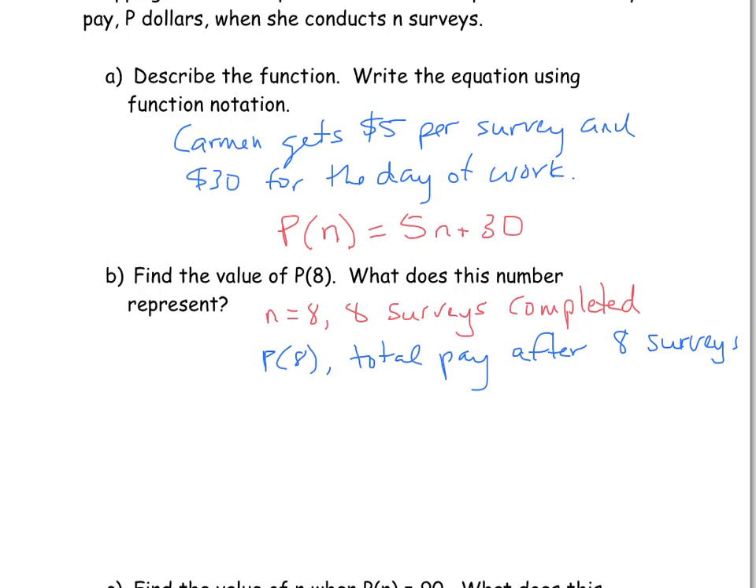So what we're going to do is plug 8 into our formula. P of 8 is equal to 5 times 8 plus 30. So p of 8 equals 40 plus 30, which is 70. So her pay after 8 surveys is $70. Notice this function notation still keeps in context what you're actually finding. Instead of saying p equals 70, where you don't really know what your initial value of n was, now you can say p of 8 equals 70, which means that 8 surveys will produce $70.